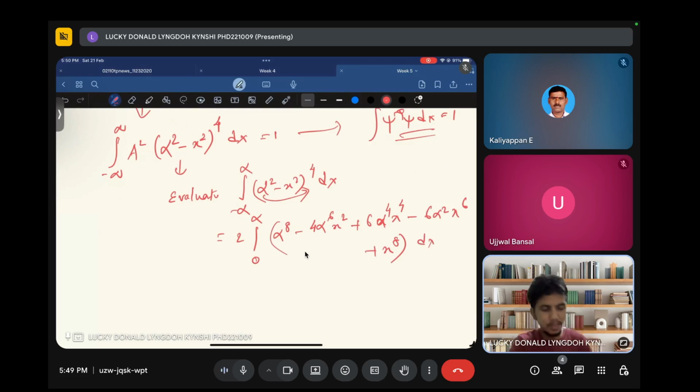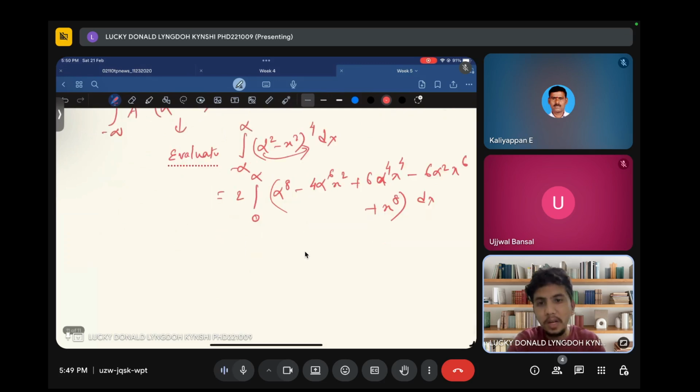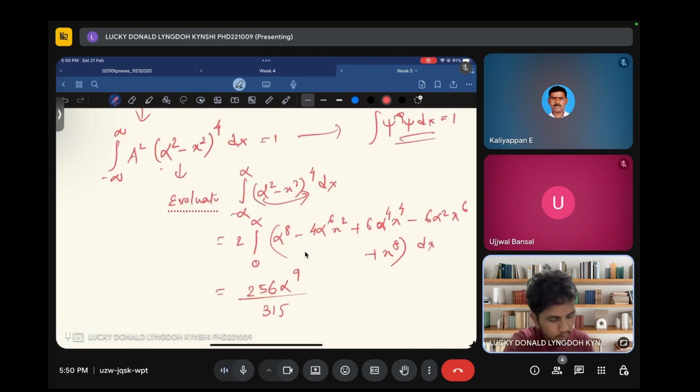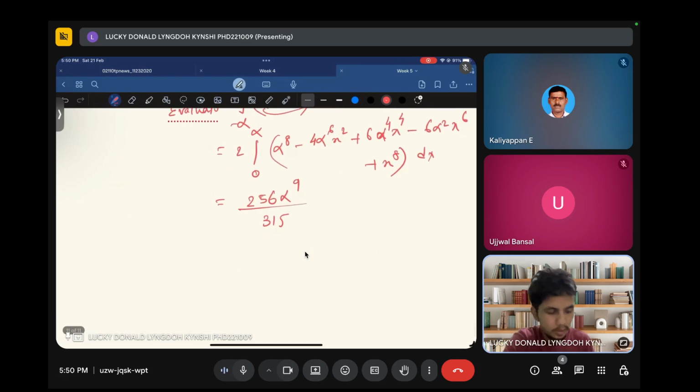Okay, if I made a mistake, you can point it out, but you can try to expand this term and then check whether whatever I have written has any mistakes or not. I will also upload these notes which I have solved, and you can have a look at it. So now if you evaluate, you'll get 256 alpha to the power 9 by 315. That means only this term you will get, 256 alpha^9 by 315.